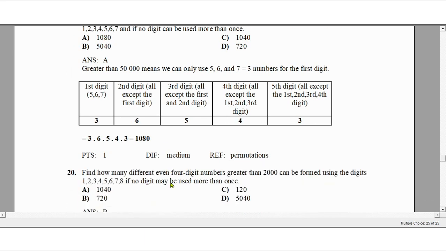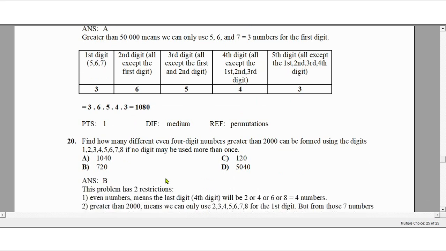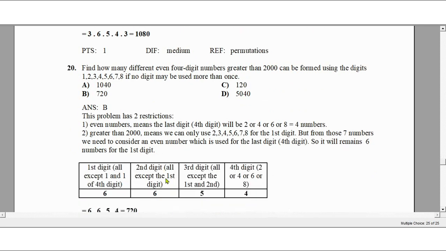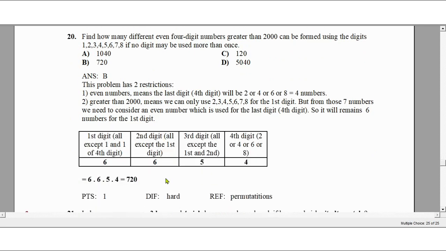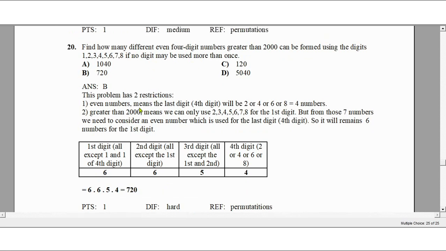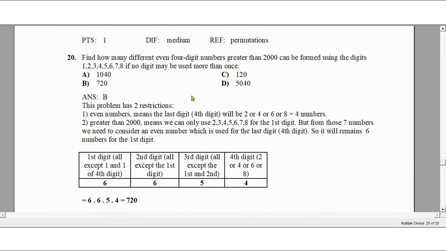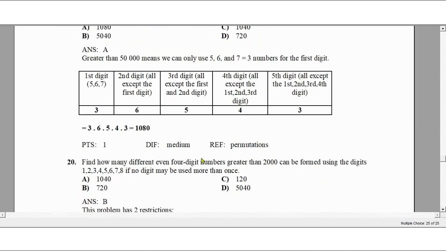Okay. Number 20. This one is a hard question, because there are so many restrictions here. Find how many different even 4-digit numbers greater than 2000 can be formed using the digits 1 until 8, if no digit may be used more than once. So it's almost the same as this, but we add one more restriction. Here it is an even number. Now, we need to consider the situation.